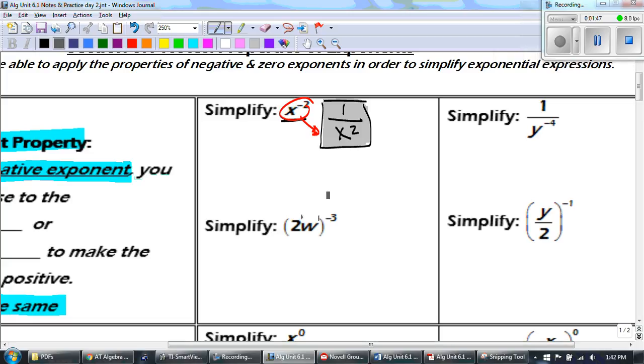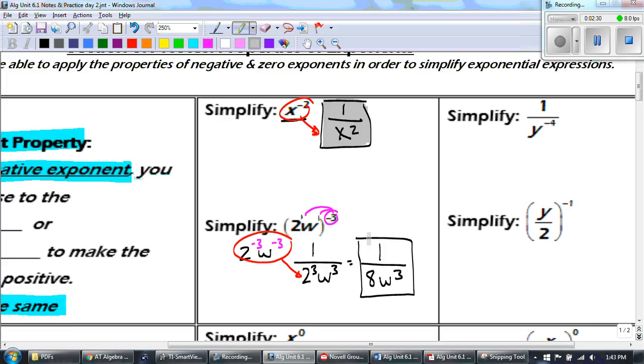Now, I would do the same thing with number 2, the 2w to the negative third, but remember, I have to distribute first. So the first thing we do is add the ones, distribute, so I have 2 to the negative 3 and w to the negative 3. My exponents are negative, so I'm going to drop it like it's hot. A 1 goes on the top. I have 2 cubed, w cubed, and I would simplify. 2 cubed is 8, so 1 over 8w cubed. So yeah, we're starting to throw all of the rules together.